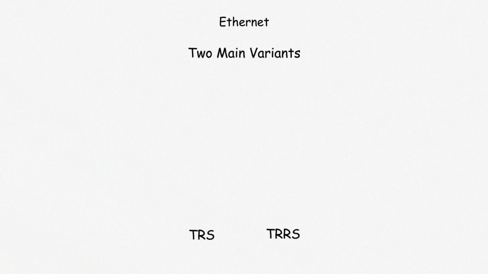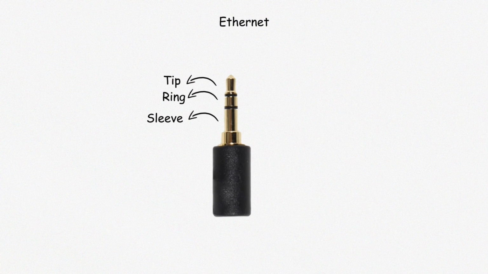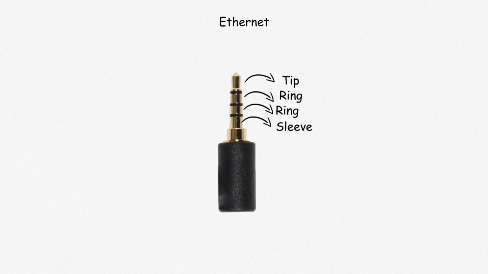There are two main variants: TRS, tip ring sleeve, and TRRS, tip ring ring sleeve. TRS has 3 contact points and supports stereo audio. TRRS adds a 4th contact, enabling both stereo audio and microphone input in a single plug, commonly used in headsets.